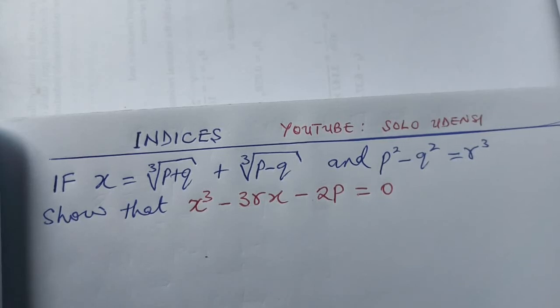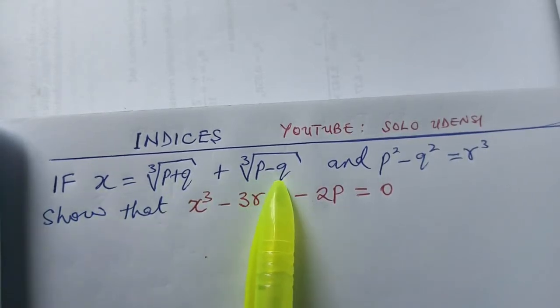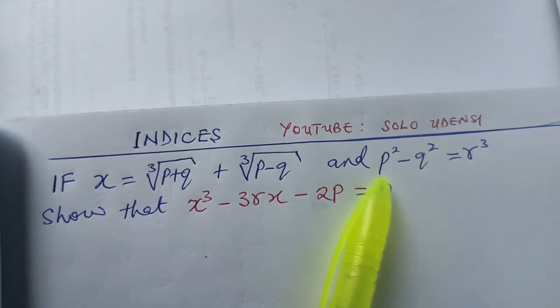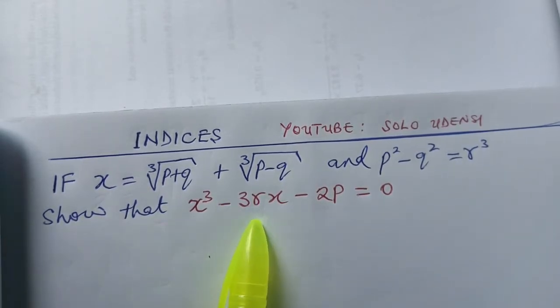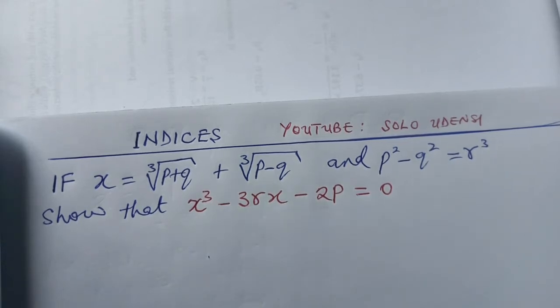Hi everyone, welcome to today's video on solution to this indices problem. If x is equal to this and p squared minus q squared is equal to r cubed, show that x cubed minus 3rx minus 2p is equal to 0.